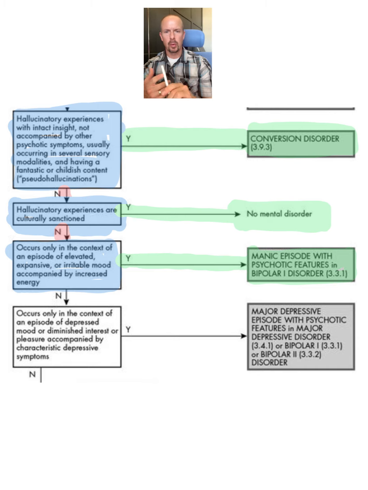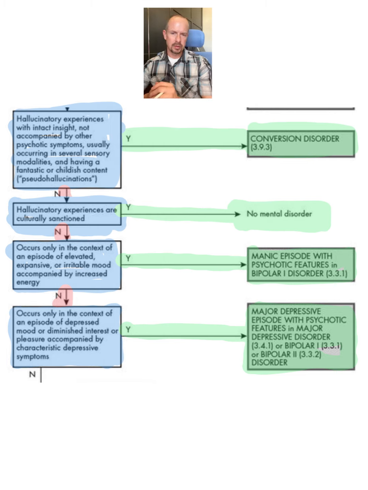So we have a mood disorder going on. It's occurring only in the context of the expansive and elevated mood. Then we shift over, and it's a manic episode with psychotic features. If it's not in the context of an elevated mood, and only occurring in the context of a depressed mood episode or diminished interest or pleasure, then instead of bipolar, I think it stands to reason that if it's in the midst of a depressed episode or depressed mood accompanied by depressive symptoms, then we're looking at a major depressive disorder with psychotic features.